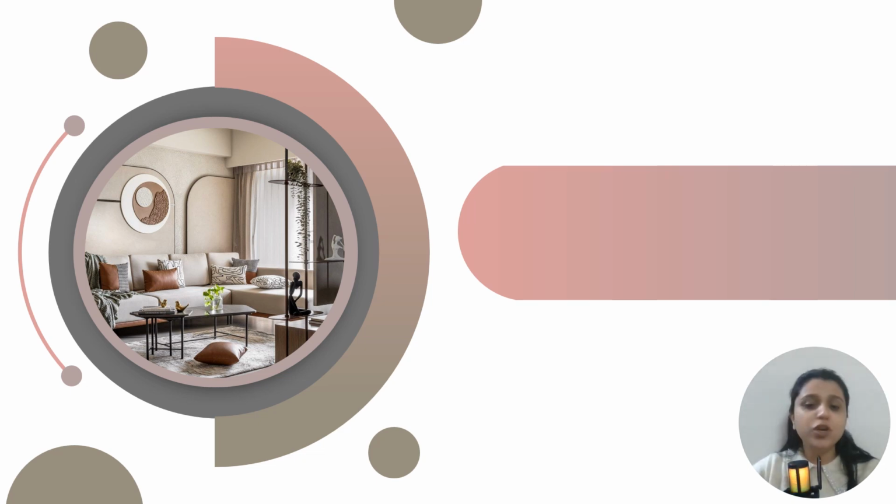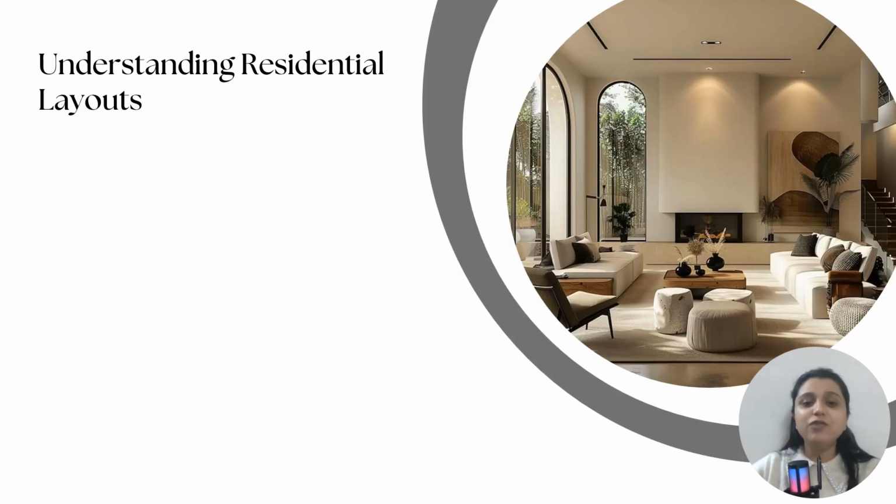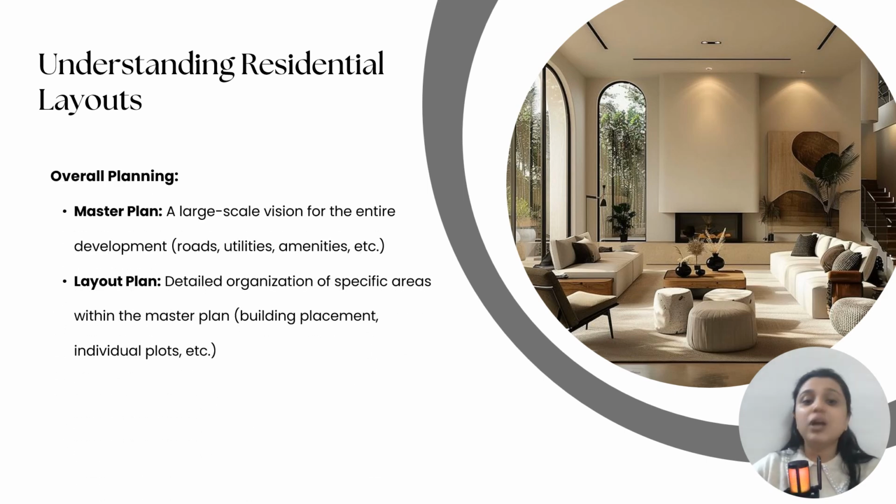So today's video we are going to talk about residential space planning. To start with, understanding residential layouts, like how are the different kinds of layouts being created. So number one is the master plan. Master plan is a large scale vision of the entire development, be it your roads, utilities, amenities. So here we are not just talking about interior design, we are talking about urban planning. So that master plan tells us where each and every residential house is going to be.